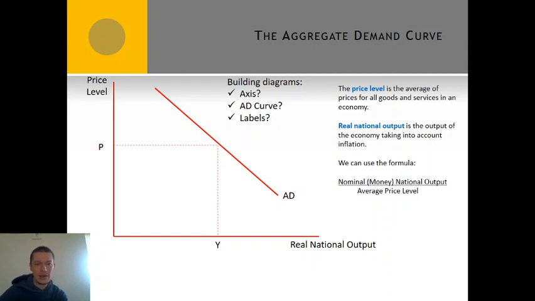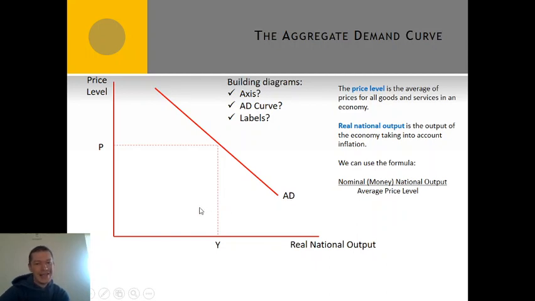I'm going to get the cursor. There we go. So 2 axes, your X and your Y. AD sloping downwards. On the y-axis, we label PL, price level. And on the x-axis, we label RNO, real national output. And there's nothing wrong with you writing RNO, there's nothing wrong with you writing PL, and there's nothing wrong with you writing AD. You don't need to write the full terms all the time.